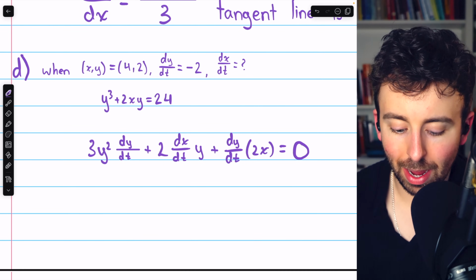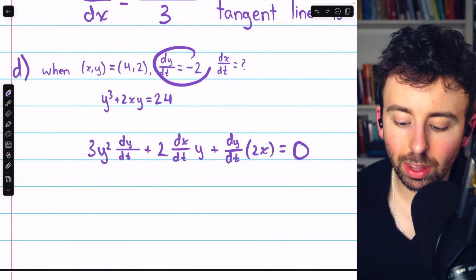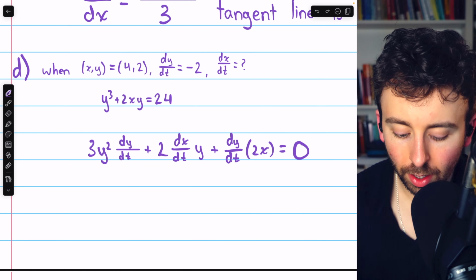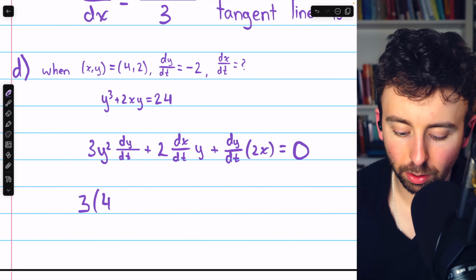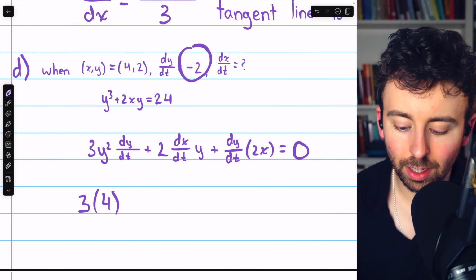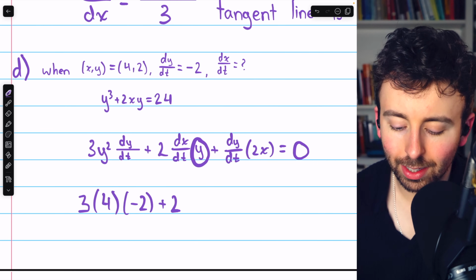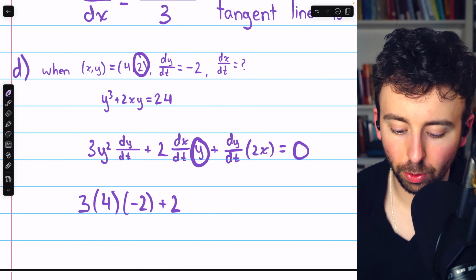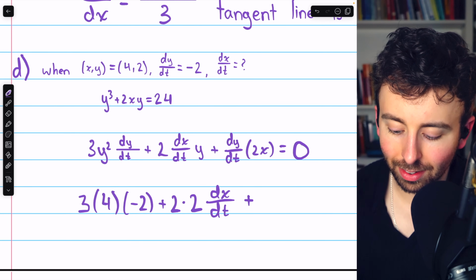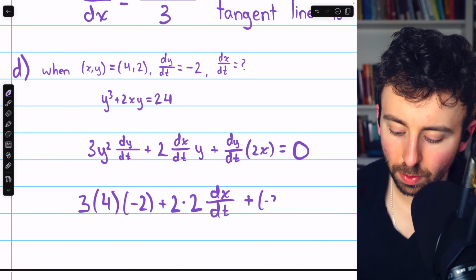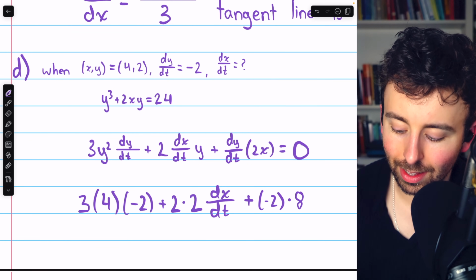Now we can plug in the known information. We'll plug in the point we're interested in, 4, 2, and we'll replace dy/dt with its value at that point, which is -2. Thus, we'll have 3 times y squared, but y is 2, so y squared is 4, multiplied by dy/dt, but that's -2, and then plus 2 multiplied by, let's write y first, y we know is 2, so 2 times 2, and then dx/dt, which we will be solving for, and then plus dy/dt, which is -2, multiplied by 2x. X is 4, so 2x is 8, and this equals 0.